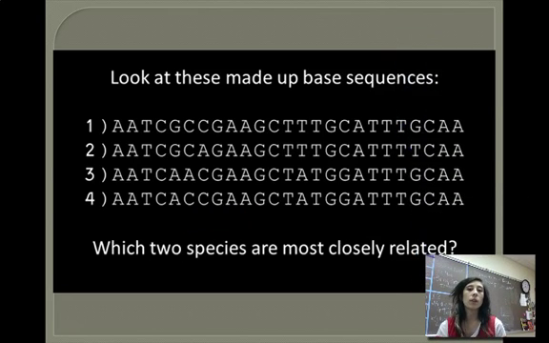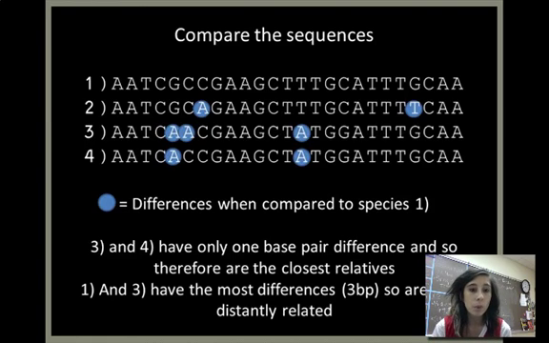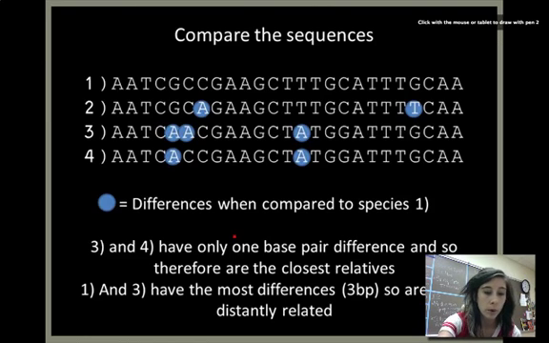So, if we look at these base sequences, we can assume that 1, 2, 3, and 4 are all different animals, and we want to determine which of the species are most closely related. And so we can compare all the amino acids. For example, we'll compare it to species number 1, and we can determine which are closely related. So I've done that for you so that we don't have to do the labor. We will practice this within some labs coming up.